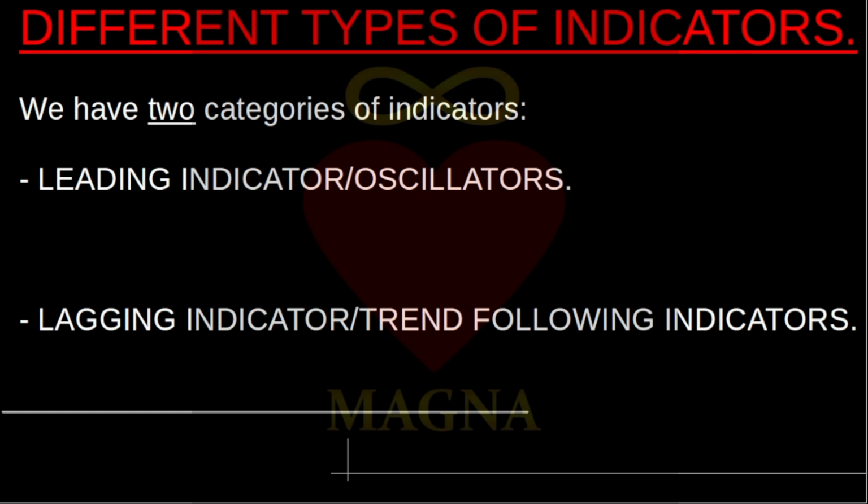We come to different types of indicators. We have two categories of indicators. The first one are leading indicators or oscillators. These indicators are the ones that try to predict the future price trend before price actually makes the move. Then we have the lagging indicators or the trend following indicators, which usually react to price after price has made its move and follow the trend in which price is currently in.